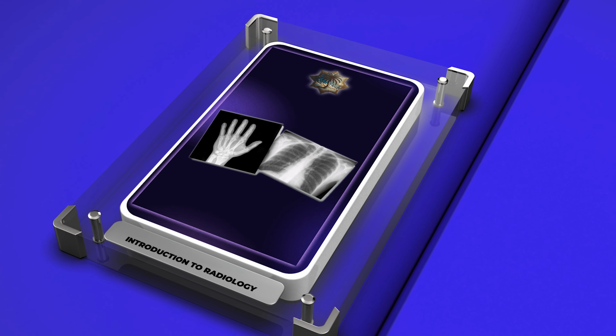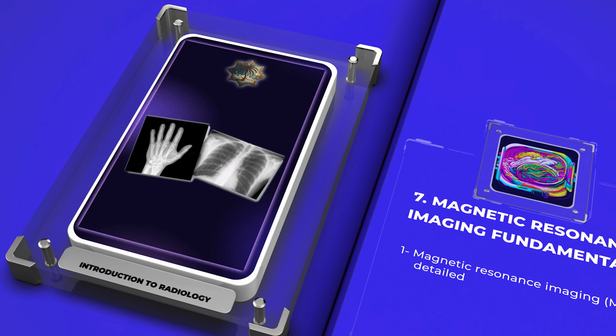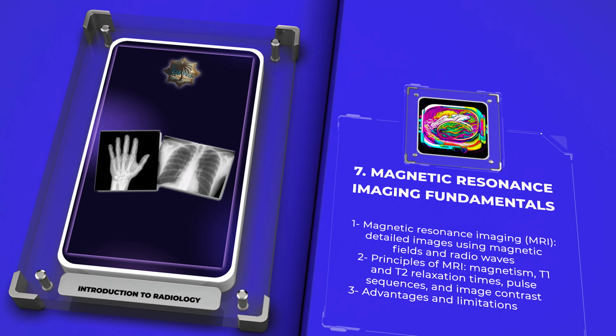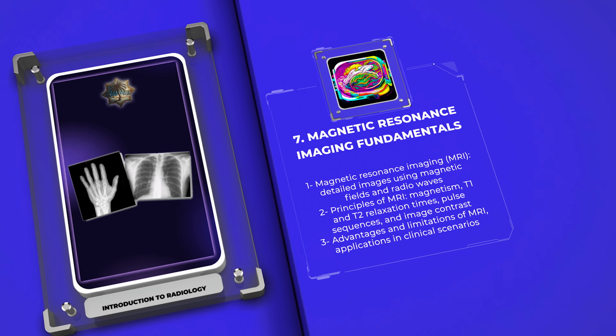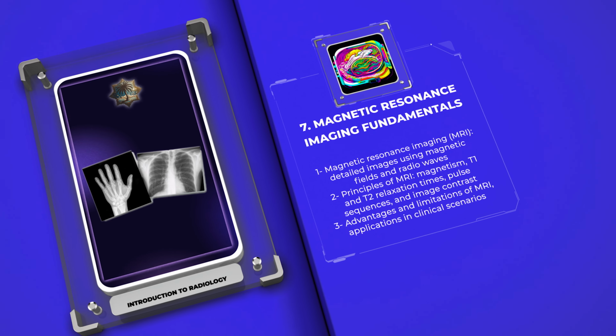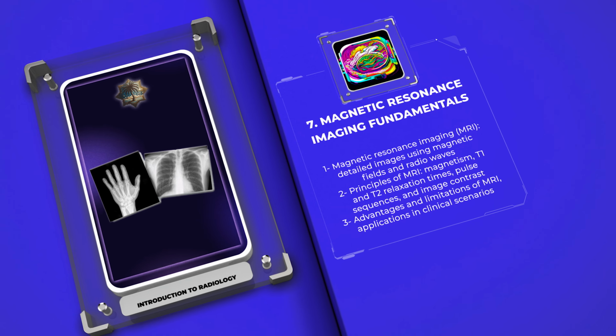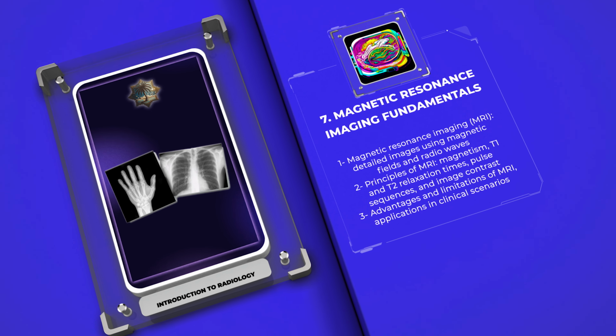Magnetic resonance imaging, MRI, utilizes magnetic fields and radio waves to generate detailed images of the body. In this topic, we will delve into the basic principles of MRI, including magnetism, the T1 and T2 relaxation times, pulse sequences, and image contrast. We will also discuss the advantages and limitations of MRI and its applications in various clinical scenarios.